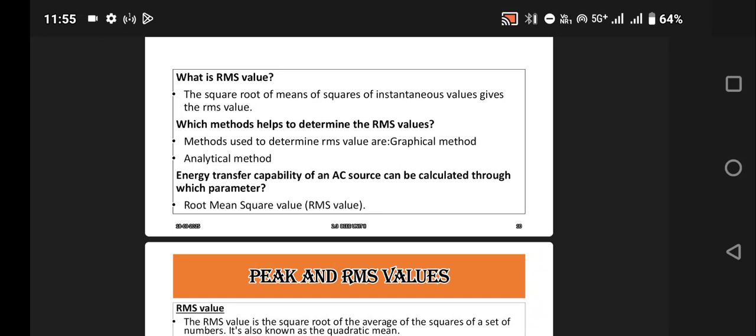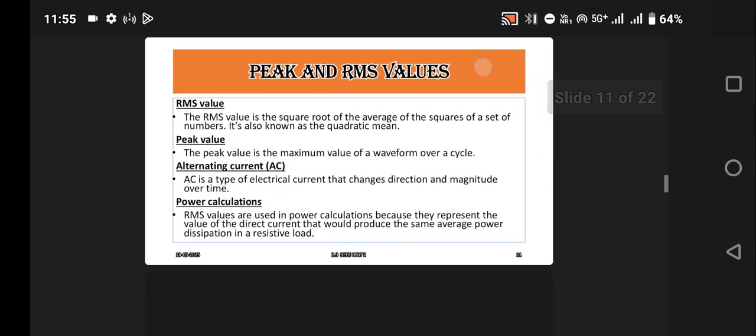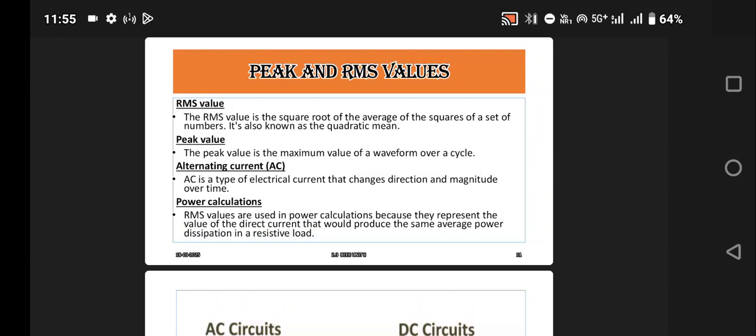What are the methods used to determine the RMS value? Normally, two methods are used. One is the graphical method, another one is the analytical method. Energy transfer capability of an AC source can also be calculated with root mean square value. The definition of alternating quantity: AC is a type of electric current that changes direction and magnitude over time. Power calculation. RMS values are also used in power calculation because they represent the value of direct current that produces the same average power dissipation in a resistor.